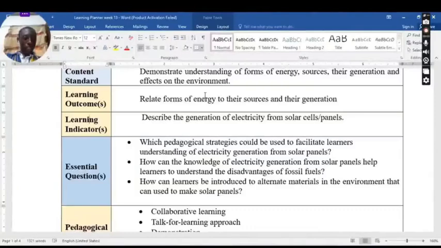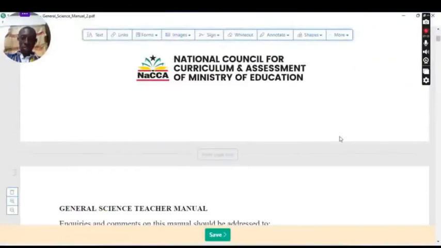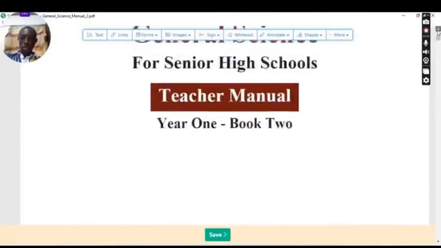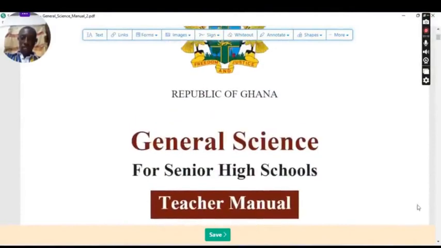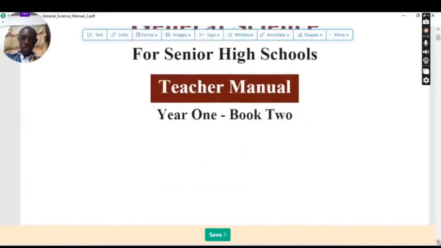The TM is in sessions. Each session comprises a number of weeks. For example, in the TM1 book 1, I'll pull it up and then you see. In the TM1 book 1, let me pull it up. Then this is the Integrated Science Teacher Manual 1. Alright, yeah, this is it. Teacher Manual 1.